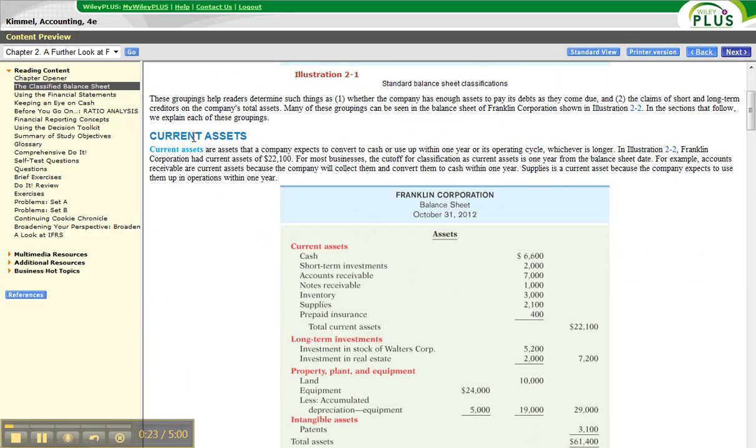Now, that word current you're going to see over and over in accounting, and it means within a year or less in general. So, when you see current assets, we're looking at assets, or things that a company owns or has rights to, that will typically be used up or converted into cash within the next year.